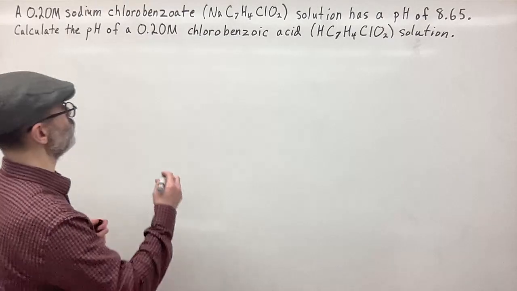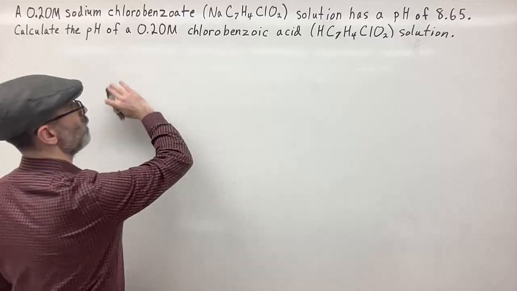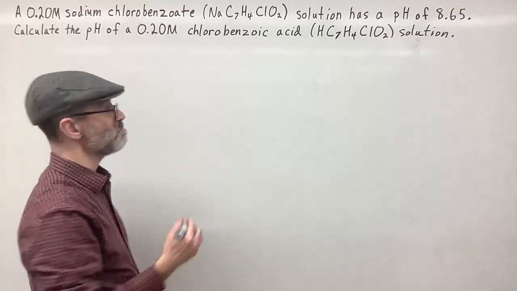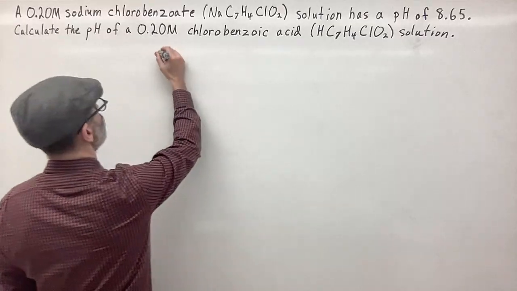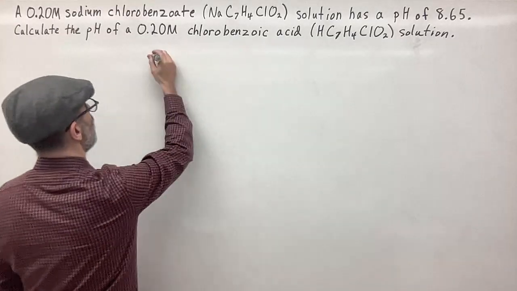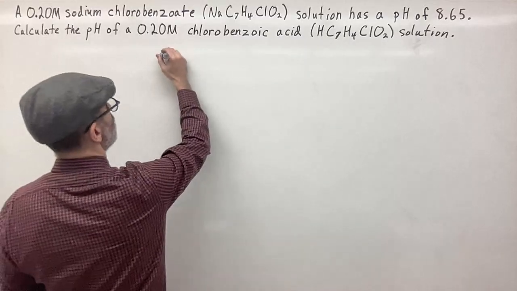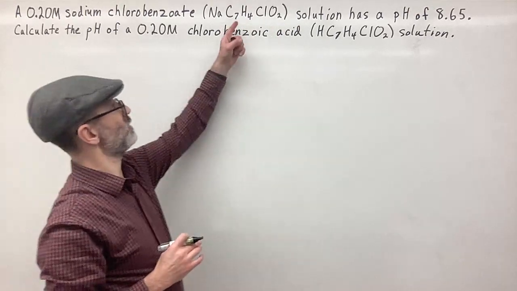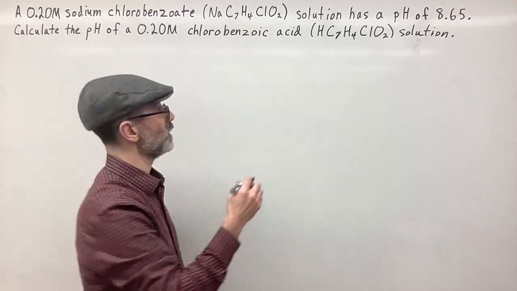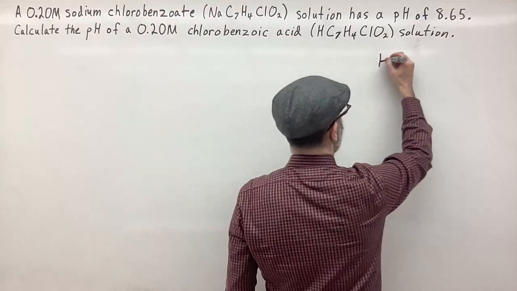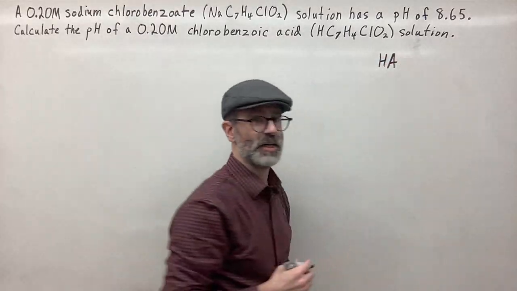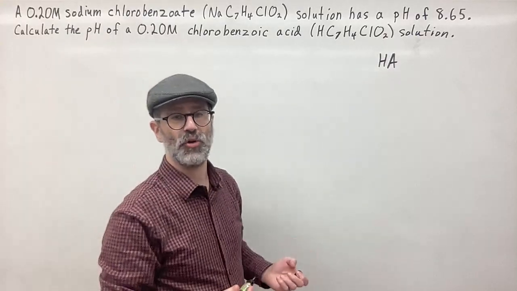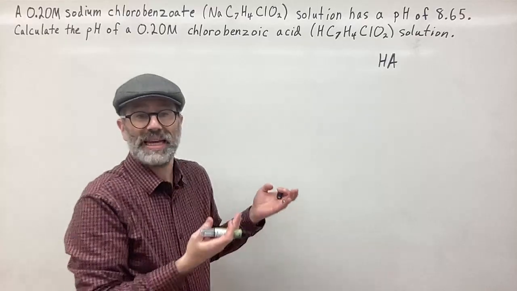So the first thing I'm going to do is write out the balanced equation for the salt, the chlorobenzoate in water. So that's going to be the conjugate base of the weak acid, chlorobenzoic acid. So we'll put in A minus for the ion here. And typically your weak acids are represented by HA, the H being the acidic hydrogen there. So the conjugate base would be A minus.